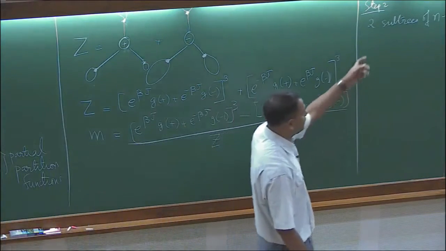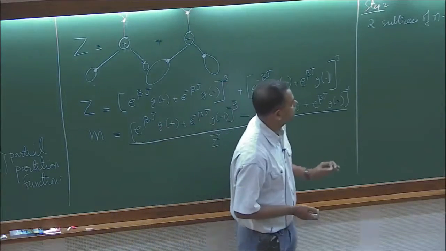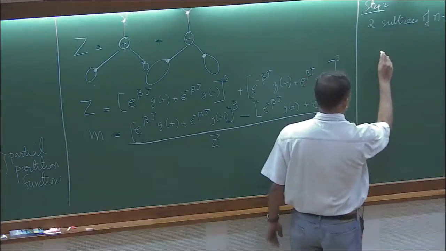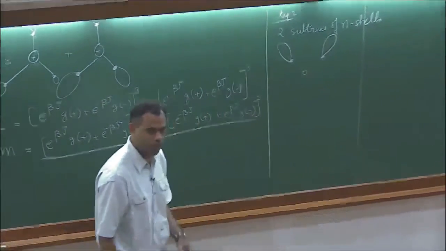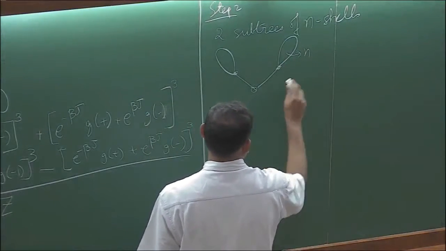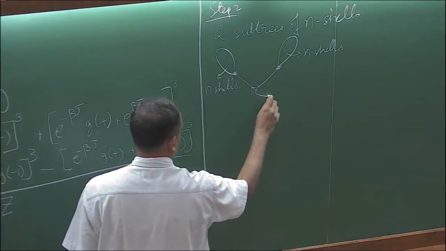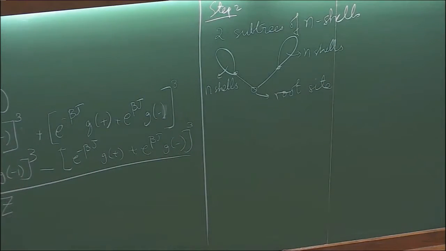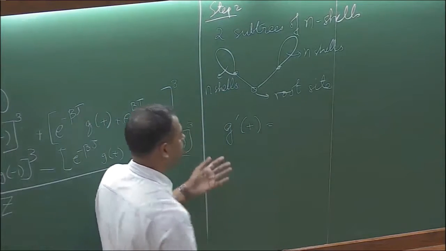Okay. So now I want to write a recursion relation for my G's, G plus and G minus. To construct a partial partition function for a subtree of n plus one shells, you consider two subtrees of n shells. You add a root site, one extra site, and then connect these two. So these are n shells. Now I want to ask what's the partition function of this combined system. I denote it by G prime to show that it is the n plus one shell.